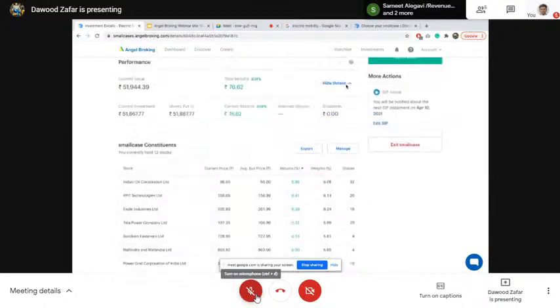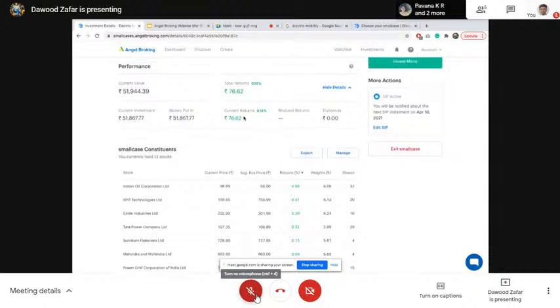You can even see if you get any dividends, you'll get to see dividends as well. I have put 51,000 rupees in this. This is the amount which I have invested, and these are the current returns.